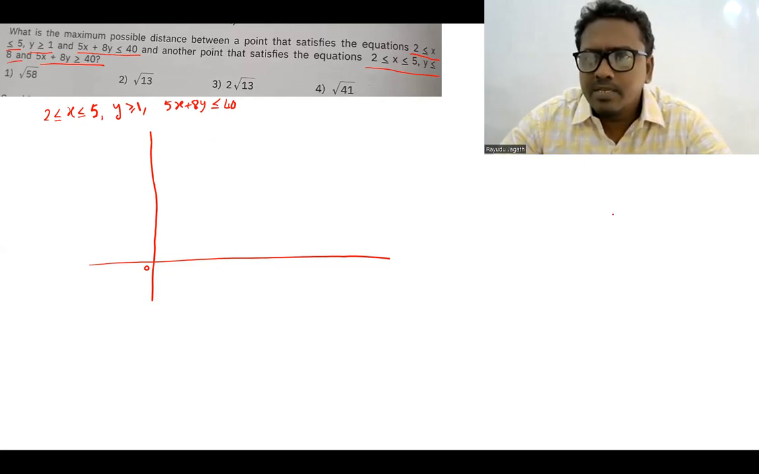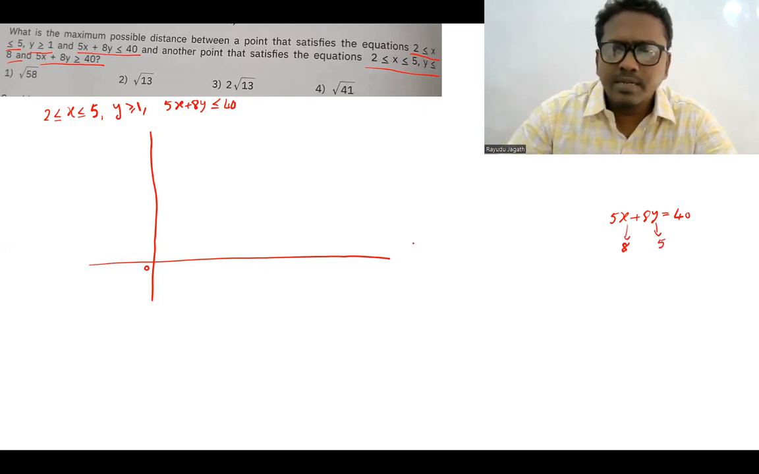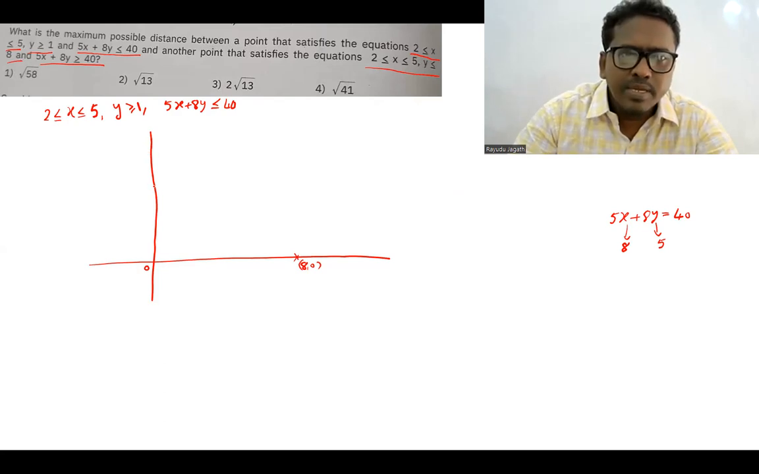So if we equate 5x plus 8y to 40, we will get coordinates of x and y. Based on that we can solve. If we keep y equal to 0, 5x is equal to 40 and x will be 8. And if we keep x equal to 0, 8y is equal to 40, y will be 5. So the points are 8, 0 and 0, 5.